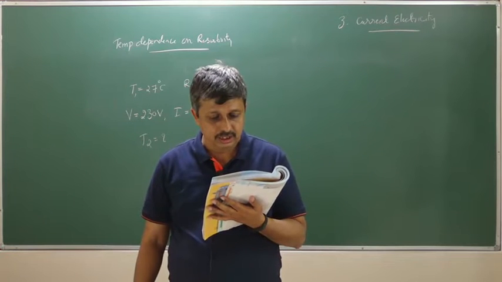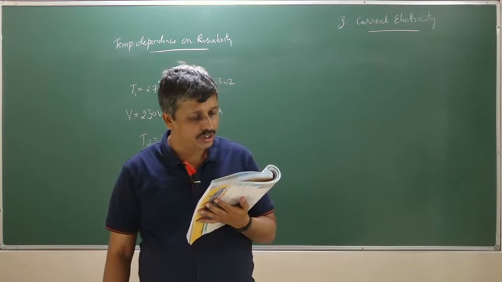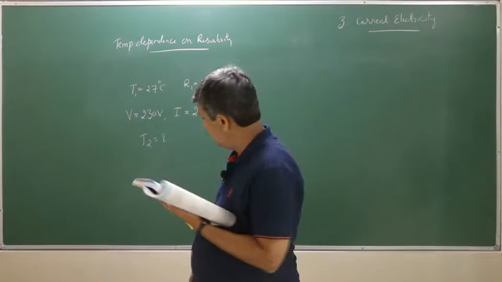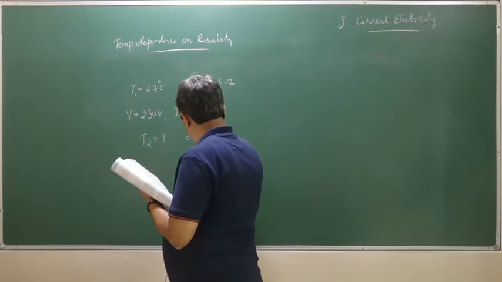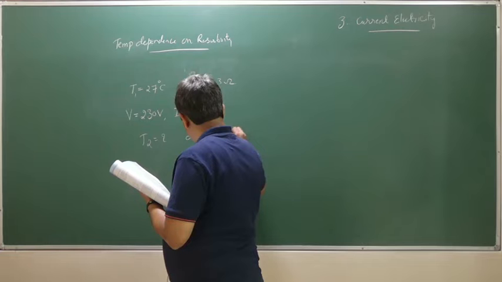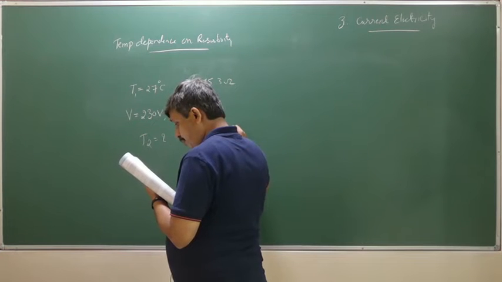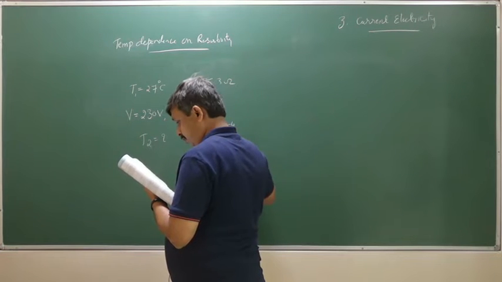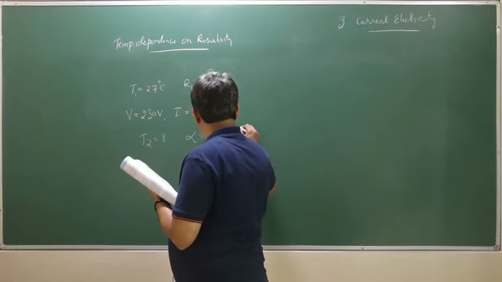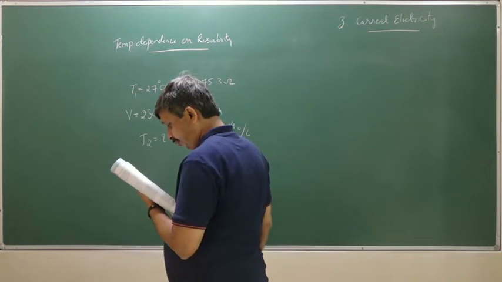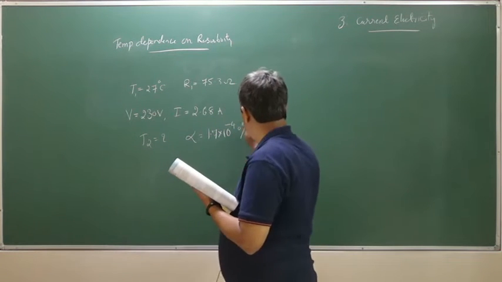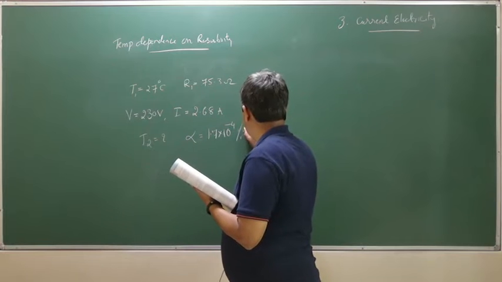And it is given that the temperature coefficient of resistance of nichrome, averaged generally, is equal to 1.7 into 10 to the power of minus 4 per degree centigrade.